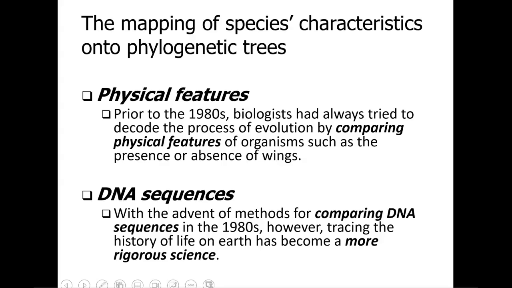So mapping the species' characteristics onto phylogenetic trees is going to be based on either physical features or DNA sequence. Like we said, prior to the 1980s, before we started using DNA, they were comparing and decoding according to physical features of organisms: what was present, what wasn't present. DNA sequencing then came about in the 1980s, and with that, they started to compare DNA sequences and determine which animals have common ancestors and which animals are more closely related.